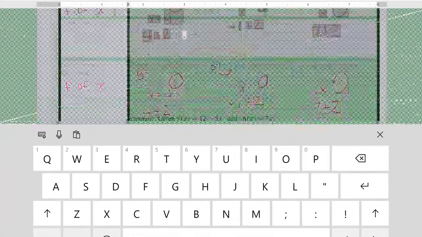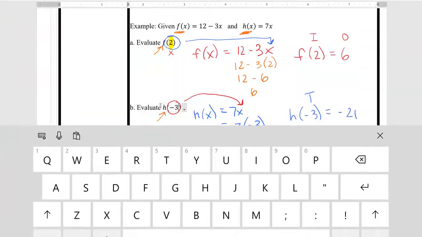Oh, goodness. I've created a mess here. Oh my gosh, I'm so sorry.